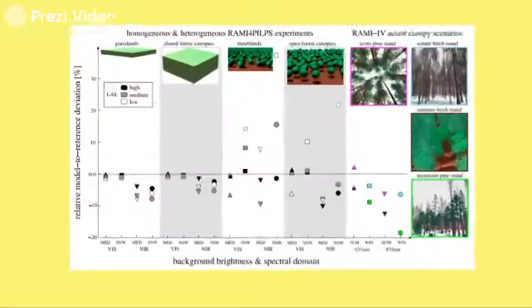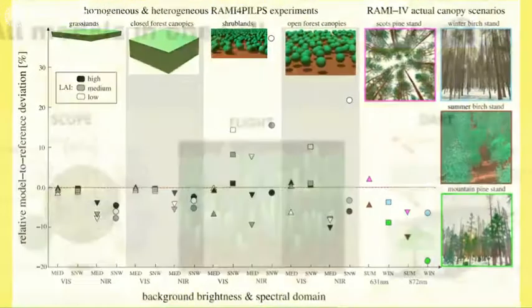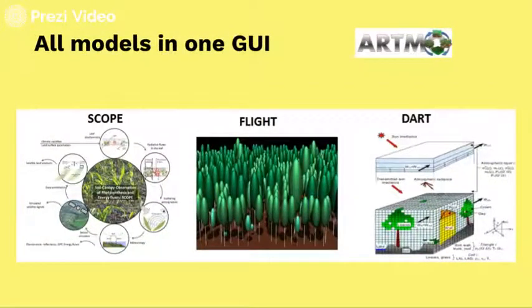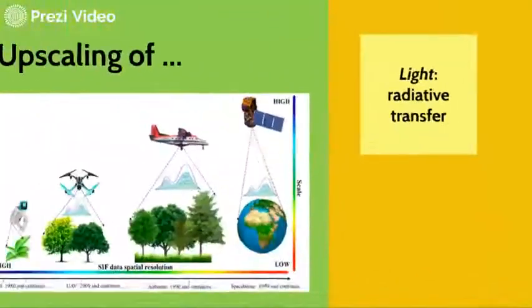And processes. Light is upscaled within models, different kinds of models, and there is a serious competition called Radiative Transfer Model Intercomparison, or RAMI, that showed that the most accurate representation is not actually the best one. All the models are available in one GUI developed in Senseco as ARTMO toolbox. Such models as SCOPE, FLIGHT, and DART can be seen there, and there is a tutorial on Senseco webpage.